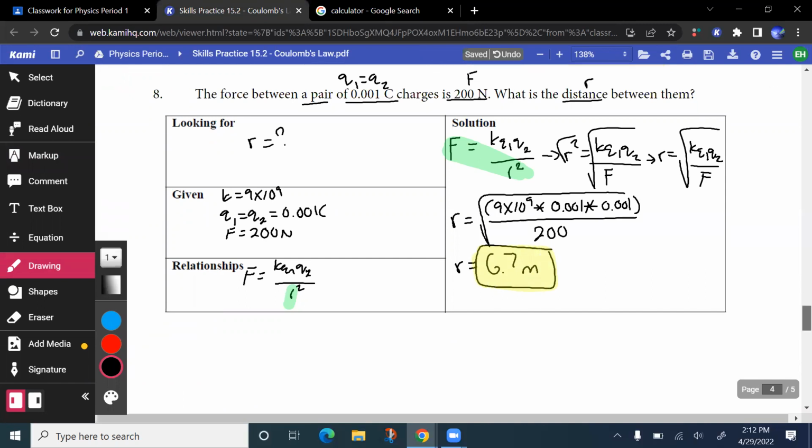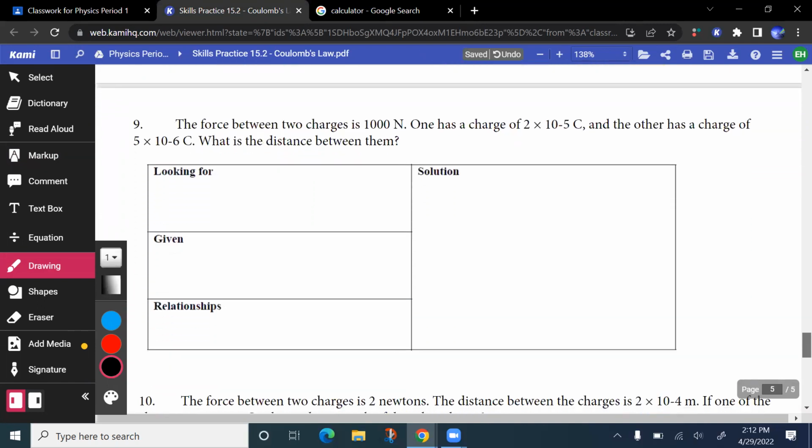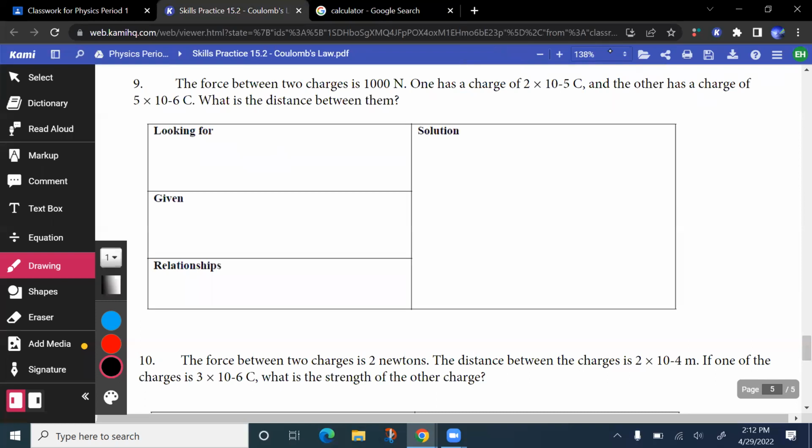Number 9. The force between two charges is 1,000 newtons. One charge has a value of 2 times 10 to the negative 5 coulombs, and the other charge is 5 times 10 to the negative 6 coulombs. What is the distance between them?